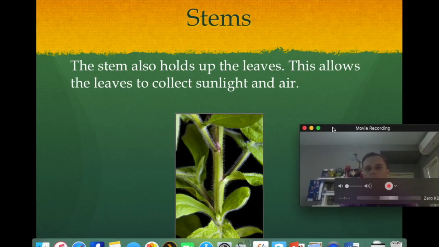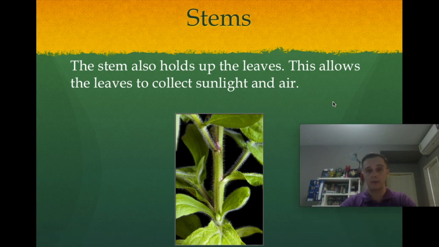As well as carrying water and nutrients around the plant, the other job that stems do is to hold the leaves. We'll talk about leaves later, but they need to be held. They need something to be attached to. So the stem holds up the leaves, which lets them collect sunlight and air, which we'll explain why that's important in a moment.